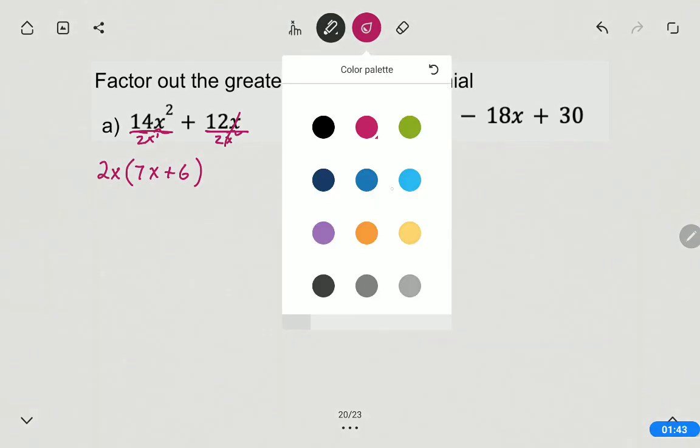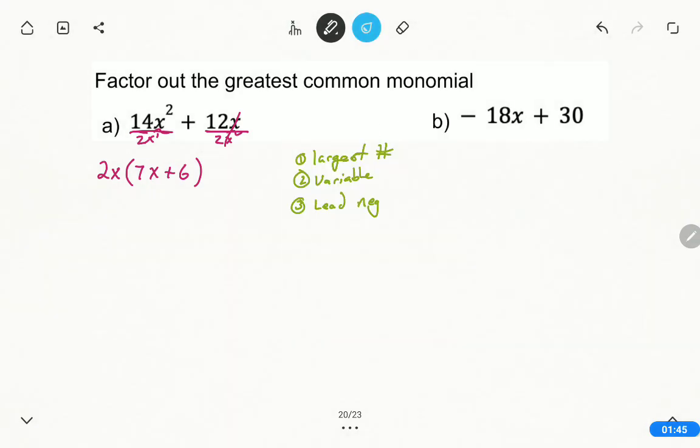And the second one over here on the right, going through the same questions, what's the largest number that goes into both 18 and 30? I believe it is 6. Yes, 6. And then there's no variable in all the terms, so we don't take an x out. The 30 does not have a variable with it. However, the leading coefficient, the term with the higher exponent, has a negative coefficient, so we're going to pull out negative 6 instead of positive 6.